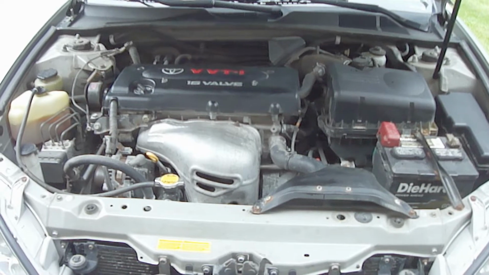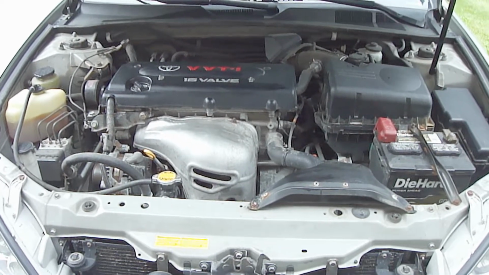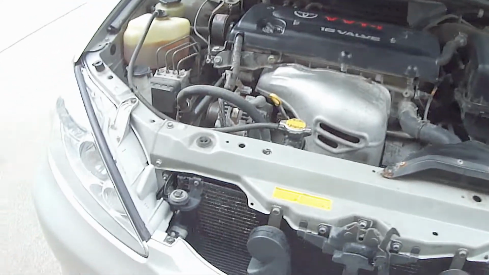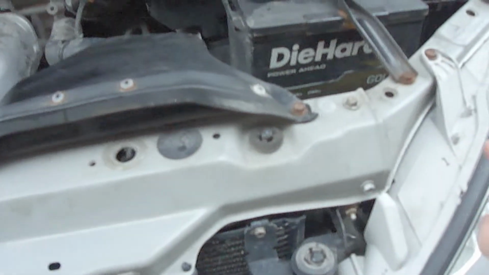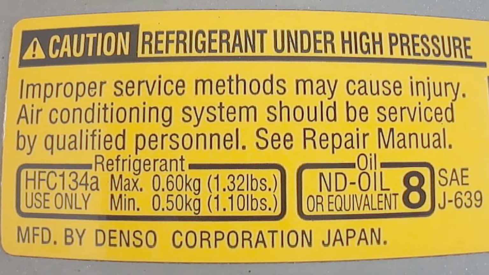In order to add refrigerant by weight, first locate the label, which will usually be located somewhere towards the front of the engine compartment. A lot of times, it'll be located somewhere in this area or somewhere on the hood in this area. The label in this particular vehicle is located by the hood release. This will show what type of refrigerant and how much the system holds.